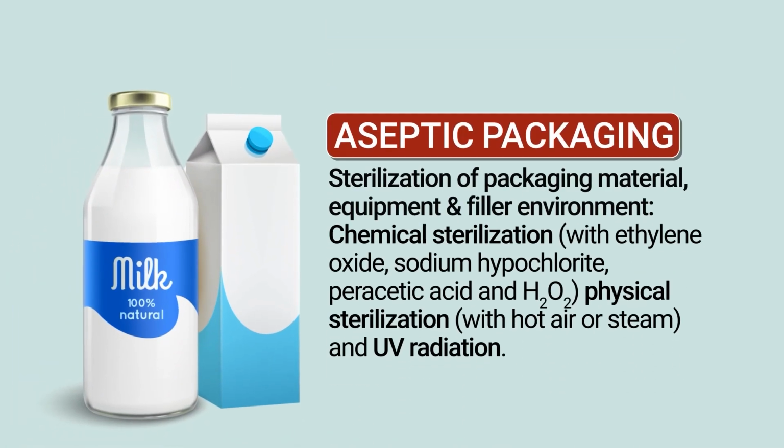So, how can we sterilize the packaging materials, the packaging equipment and the filler environment? That can be done through chemical sterilization with ethylene oxide, sodium hypochlorite or hydrogen peroxide. Normally commercially hydrogen peroxide is used, and you can also use physical sterilization processes like hot air or steam, and also UV radiation. We also have to remember that the package seal should have integrity through a hermetic seal. That means it should prevent any kind of recontamination after the packaging and processing.